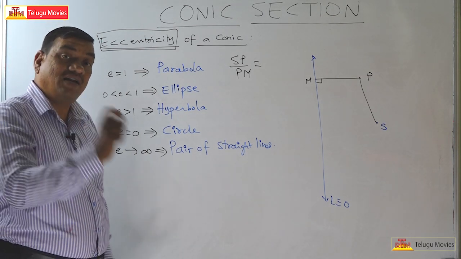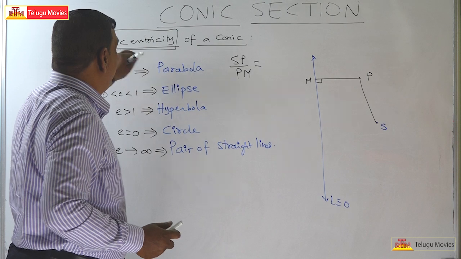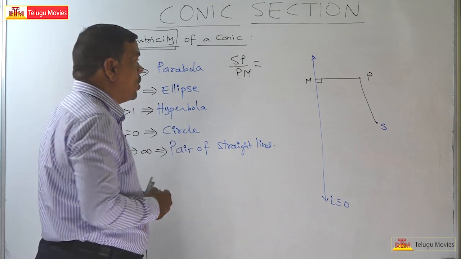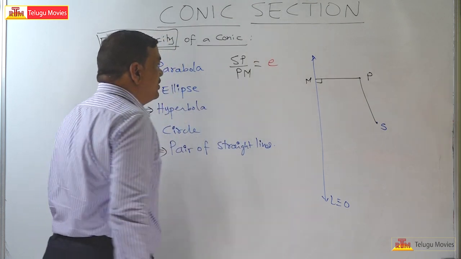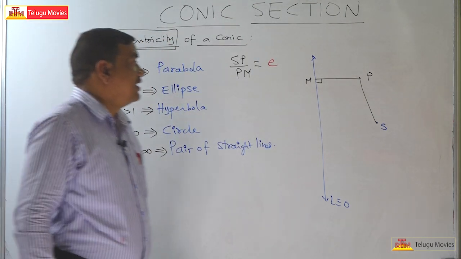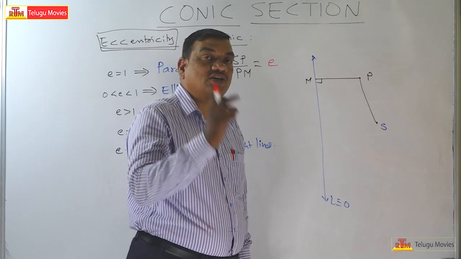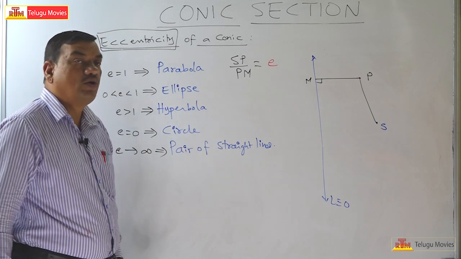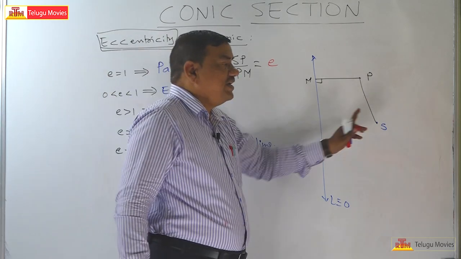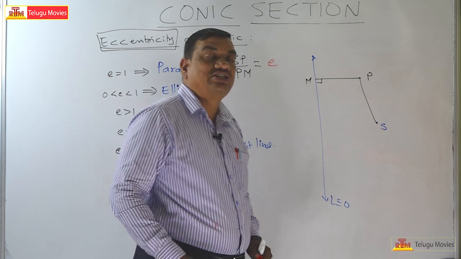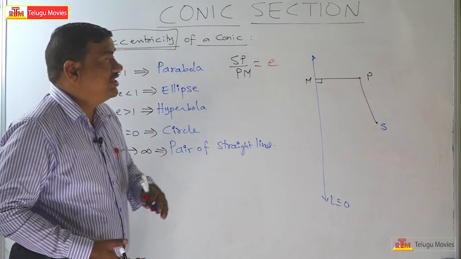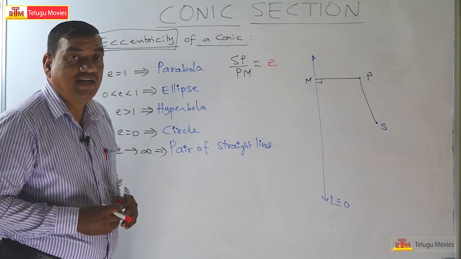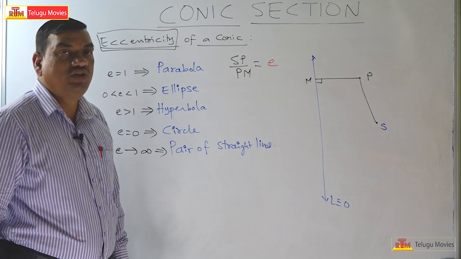That constant ratio is named as eccentricity. The eccentricity of the conic, we denote it with the letter e. That means SP by PM is a constant ratio, called the eccentricity of the conic. Why? Because SP is a distance, PM is also a distance, both are positive quantities. Therefore their ratio is denoted by the small letter e.